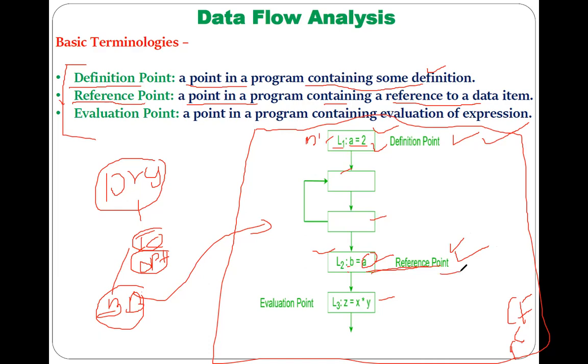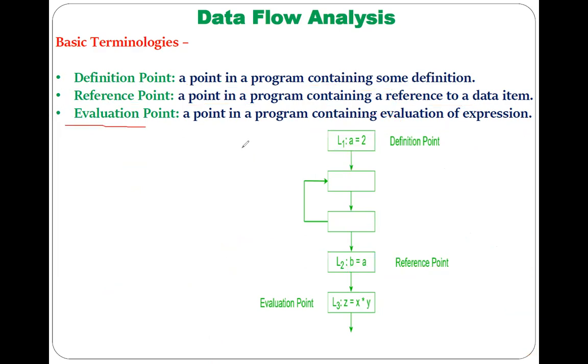Then next we have the evaluation point. An evaluation point is a point in the program containing evaluation of an expression. Where is the computation or evaluation of an expression done? Is evaluation done here? No. Here? No. Here? No. Some computation, in the sense that some operation is getting performed. Something is getting evaluated, so here evaluation is done.